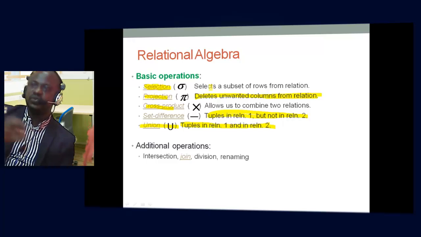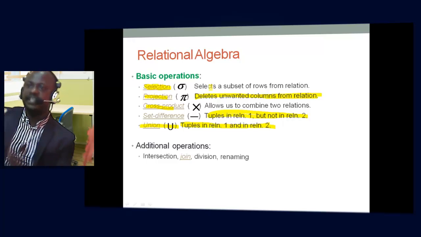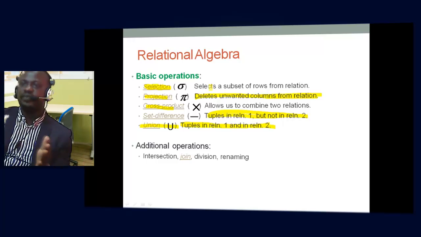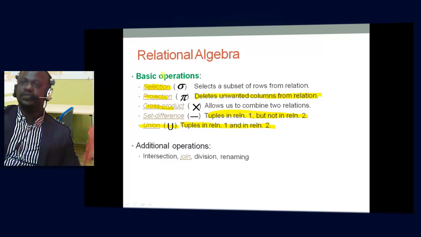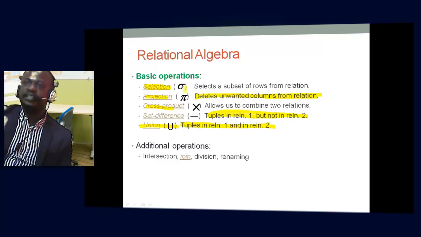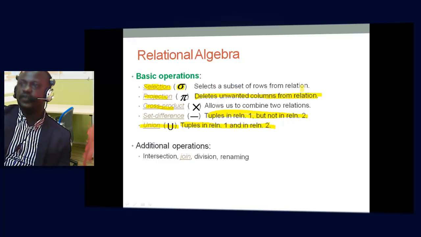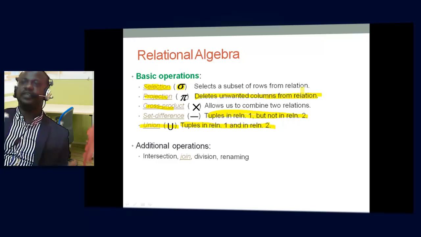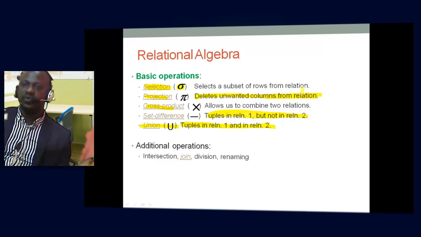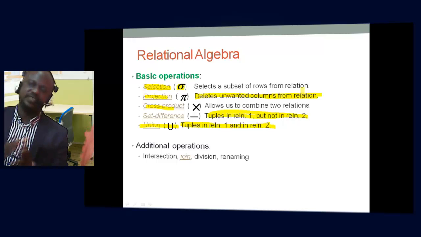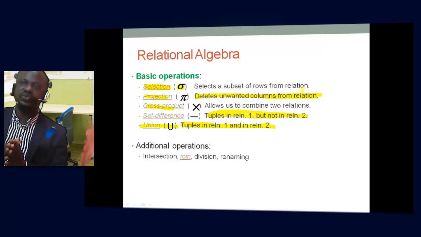So you see, you want to pick a particular row from the table, or a particular row from the relation. In that case, you have to use a selection command. This is the symbol, and you're supposed to select a subset of rows from a relation. For example, we can have 100 rows, and we are only interested in, let's say, 3 rows, or those that satisfy a certain condition. In that case, you need to use a selection command.